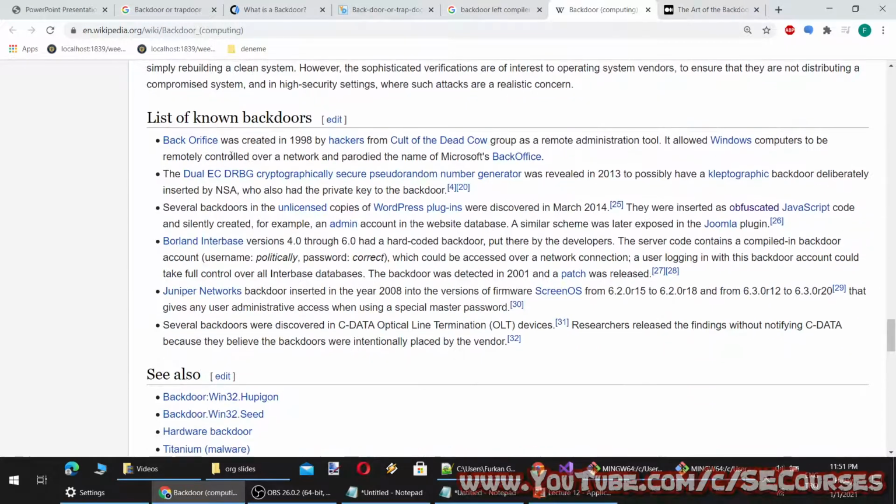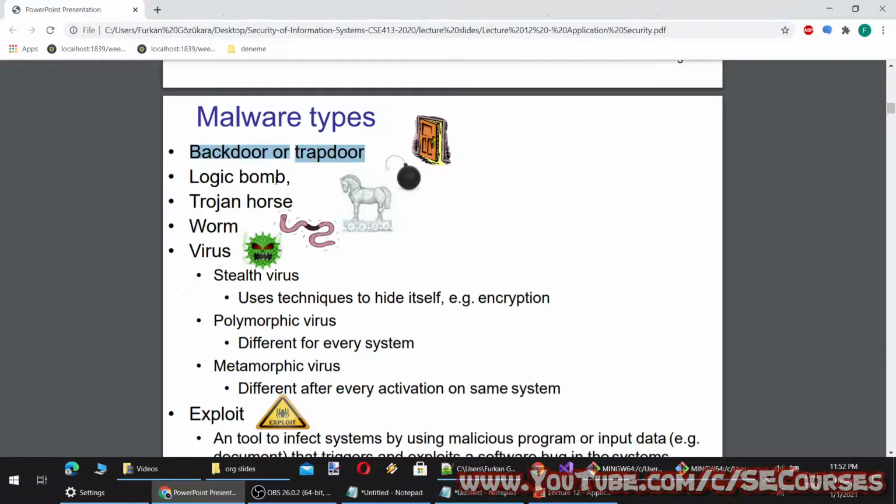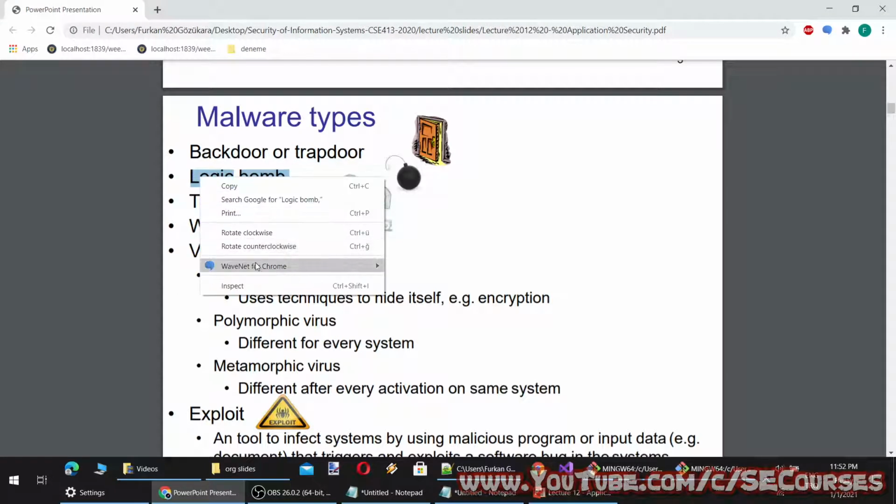23. List of known vectors. Let's look for them. Okay, anyway, we get the idea of vector. Let's continue. Logic bomb. Let's look for what it is.